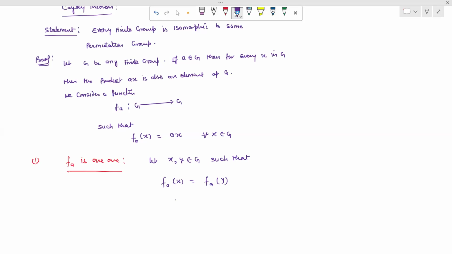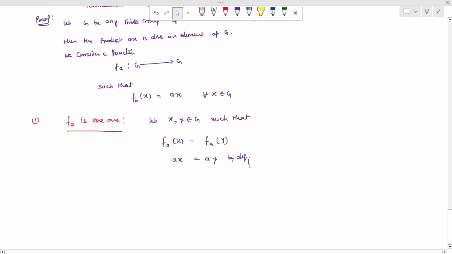So by the definition, we can write f_a(x) equal to ax, and this can be written as ay. So using the definition, ax equals ay. So we use the left cancellation law. By left cancellation law, this can be written as x is equal to y. So when x equals y, it means that function f_a is a one-one function.